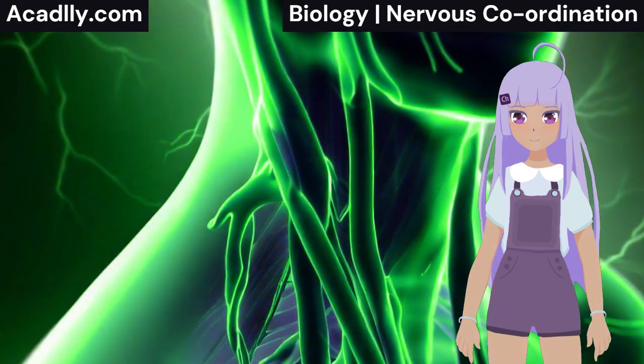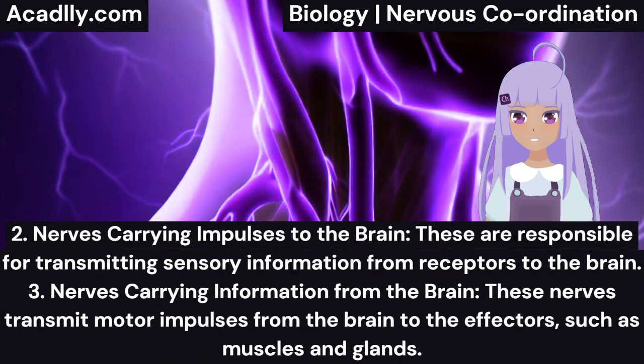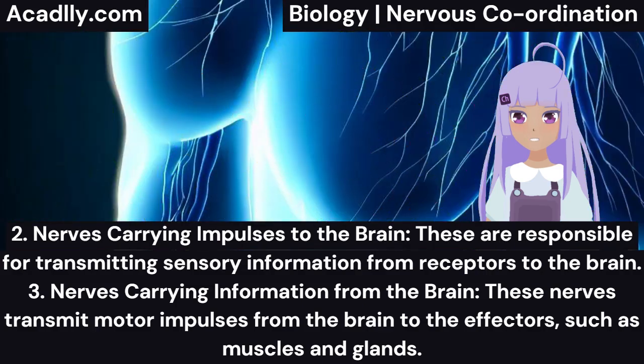along the nerve fibers. In complex animals, the nervous system comprises the following components. 1. The central processing region. This refers to the brain, which plays a crucial role in processing and integrating information. 2. Nerves carrying impulses to the brain. These are responsible for transmitting sensory information from receptors to the brain. 3. Nerves carrying information from the brain. These nerves transmit motor impulses from the brain to the effectors, such as muscles and glands.